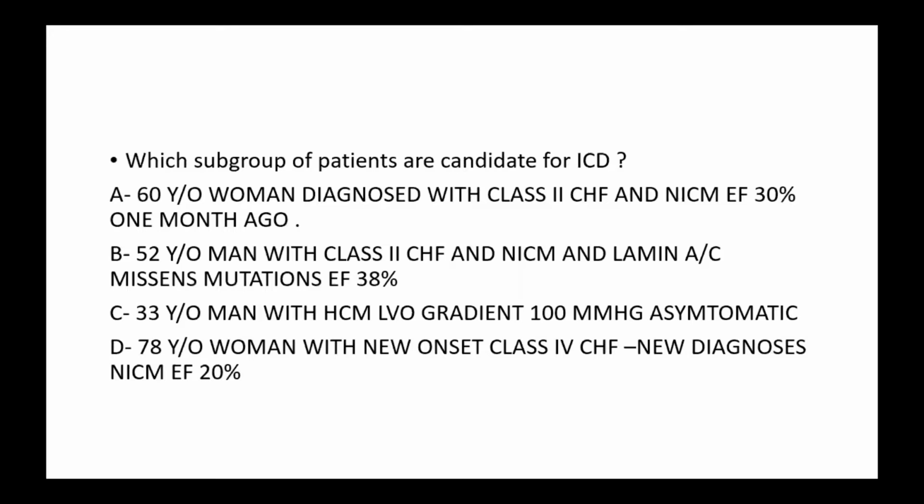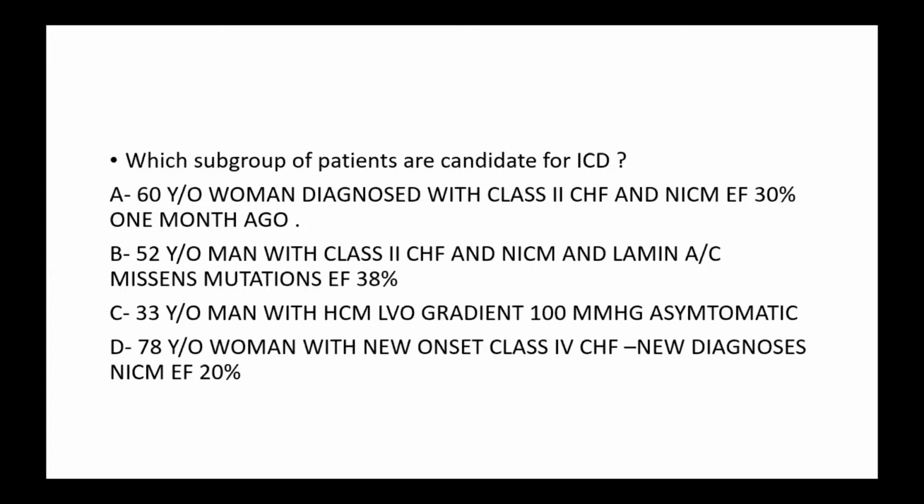So, which subgroup of patients is a candidate for ICD? A patient with class 2 shortness of breath and non-ischemic cardiomyopathy with ejection fraction of 30% diagnosed 1 month ago. Or a 52-year-old man with class 2 heart failure and non-ischemic cardiomyopathy with a lamin AC missense mutation, ejection fraction of 38%. Or a 33-year-old man with hypertrophic cardiomyopathy and an LVOT gradient of 100, asymptomatic. Or a 78-year-old woman with new onset class 4 heart failure and a new diagnosis of non-ischemic cardiomyopathy and ejection fraction of 20.